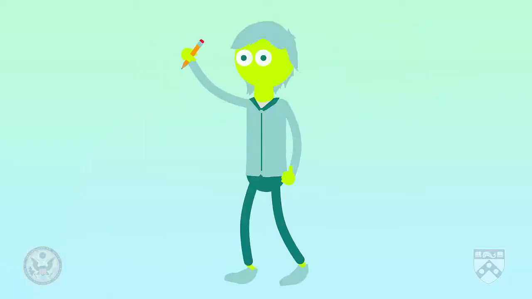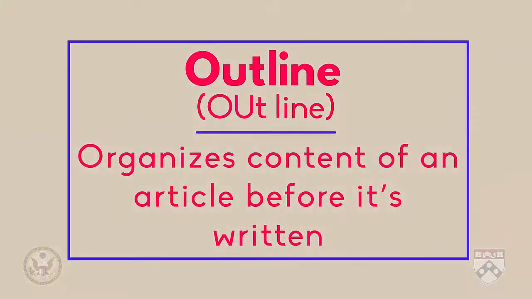We've talked about how to take a topic and turn it into a pitch, and then research that story idea by interviewing sources and gathering documents. Now a journalist is ready to write the article. Generally, the first step is to create an outline. This helps organize the content of an article before it's written.